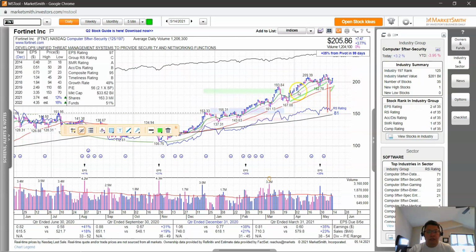Fortinet, this stock has been strong until recently. Again, it pulls back. So most stocks will pull back, right?